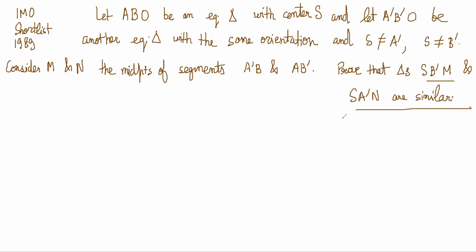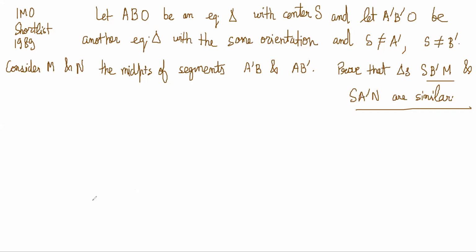Okay, so this doesn't even look like there is any connection to complex numbers here, right? This looks like a straightforward geometry question. So if you just think of the geometry part, ABO is an equilateral triangle with center S. Center of an equilateral triangle means what? It is the incenter, centroid, circumcenter, everything is the same in an equilateral triangle. Right. Good. So ABO is an equilateral triangle.